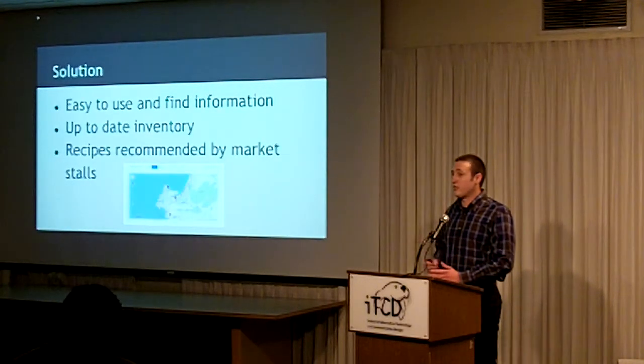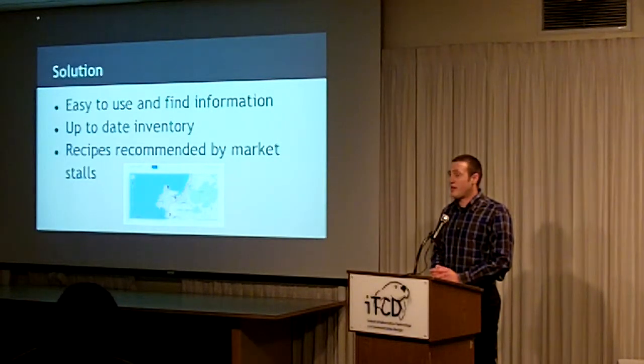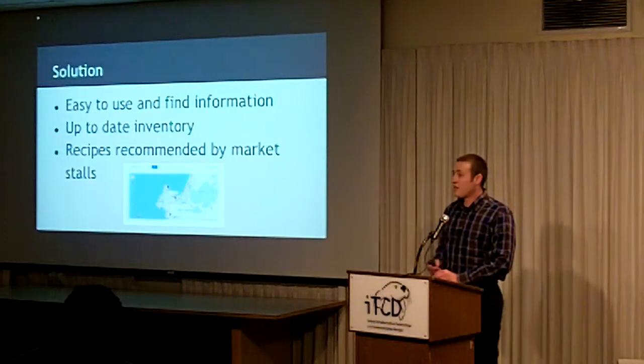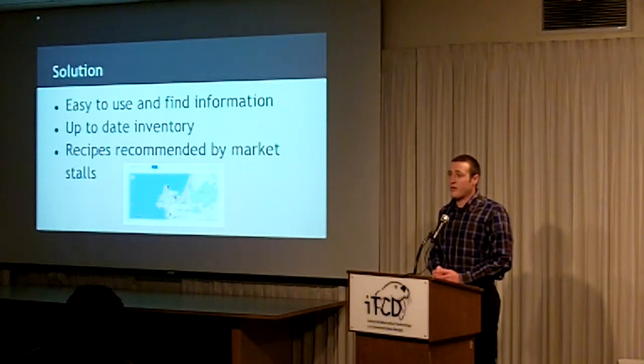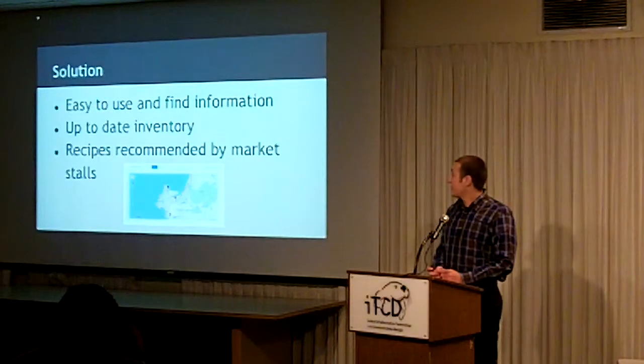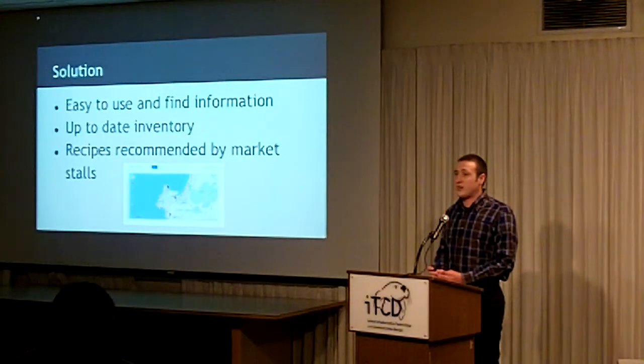So the solution to this was Harvest Access, a website where you can search your zip code, and as you can see in the image, it will show all the farmers markets in your area. From there, you can click on one of the farmers markets and see every stand at the market. And then for each stand, you can see what items they have available in their stock, how much each item costs, and also some recipes recommended by the stand.